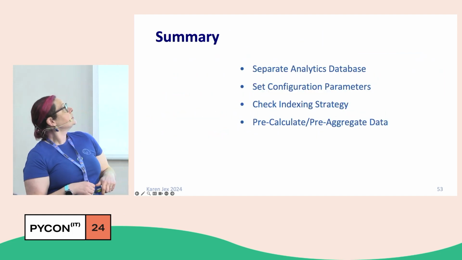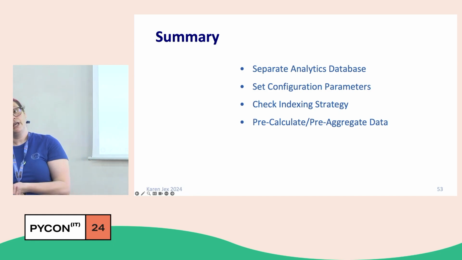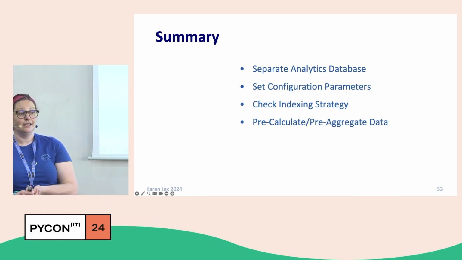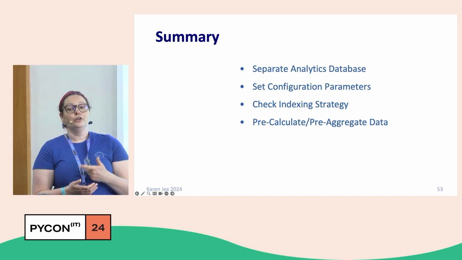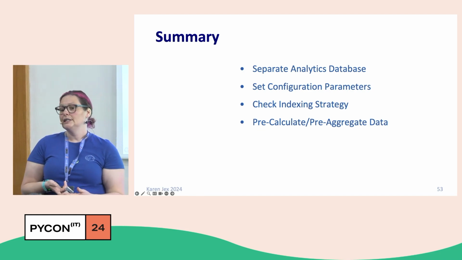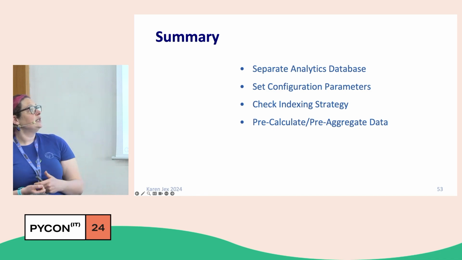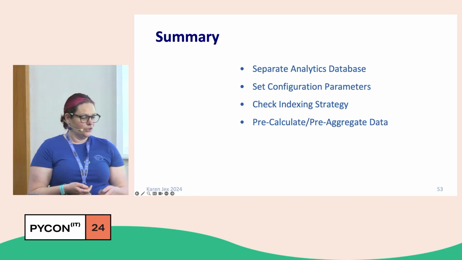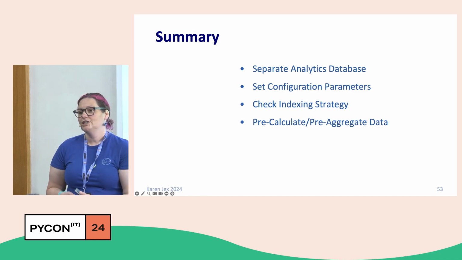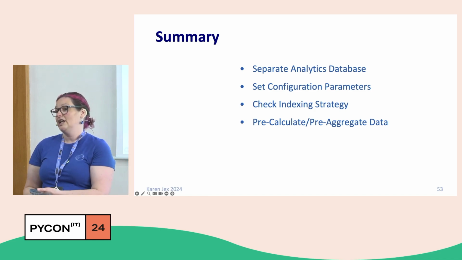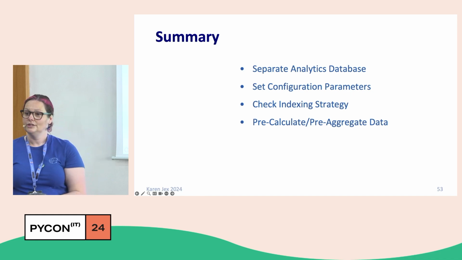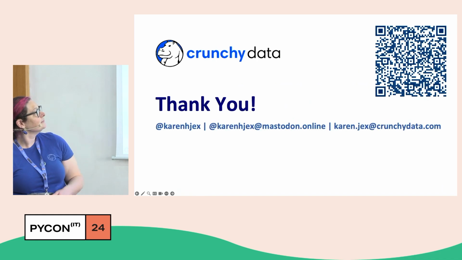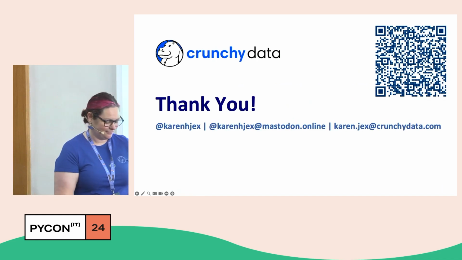So that was the summary. The best way, if you can, is separate analytics databases, but that's not available to everyone. If not, look at your configuration parameters and your indexing strategy, and see what you can do to pre-calculate and pre-aggregate your data. So hopefully that's given you some useful information and enough of a starting point to go away and have a look at the different things that you can do yourself. Thank you very much.